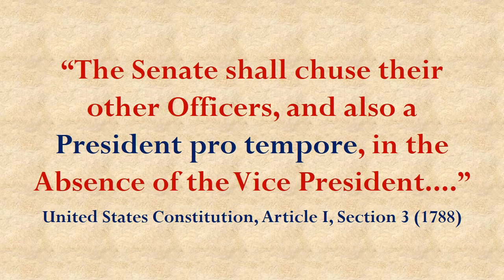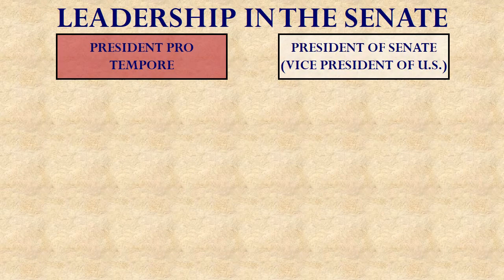But the Constitution provides an alternative if the Vice President's not there, because he only shows up when it's a 50-50 tie to break the tie, which hardly ever happens. The Constitution says that there'll be a President pro tempore, in other words, a temporary president, for when the actual President of the Senate is not present. Remember, the President of the Senate is the Vice President of the United States. So we need to add another part of the leadership of the Senate to our diagram, the President pro tempore.